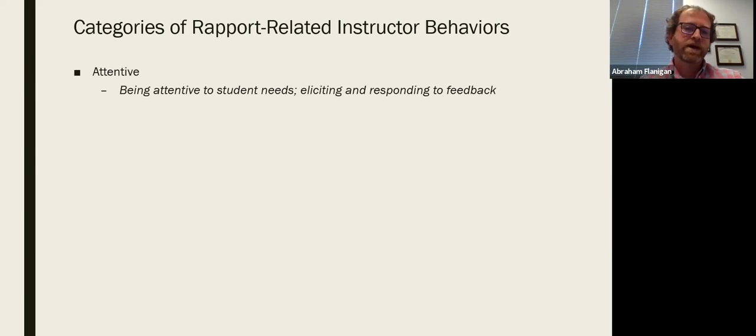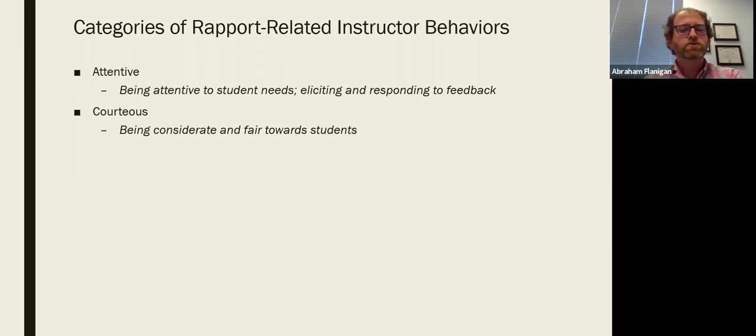So first, we have attentive behavior, which is broadly defined as being attentive to student needs and eliciting and responding to feedback to be sure that you're being attentive to student needs. And so these are the kinds of examples of things instructors can do: sending prompt email replies, reaching out to struggling students, soliciting and responding to student feedback. So trying to be as attentive as you can to student needs. There's courteous behaviors. So these are things like sending weekly email reminders, being reasonably flexible with course policies to show that you're trying to be fair and considerate towards your students.